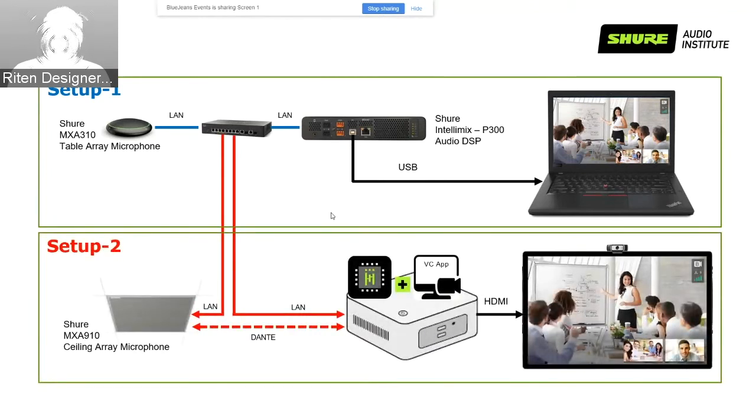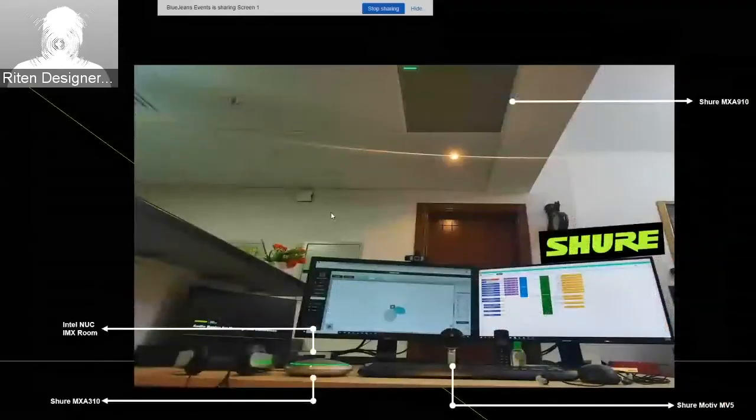So we have IMX Room installed on another PC, and that PC also has BlueJeans Events running. The audio is coming through the MXA 910 ceiling array microphone, via Dante. And then we'll be using an HDMI connection to connect the LCD screen for the display, and I have headphones to listen to the far end, of course. Now, to give you a complete visualization of the installation, this is the setup.